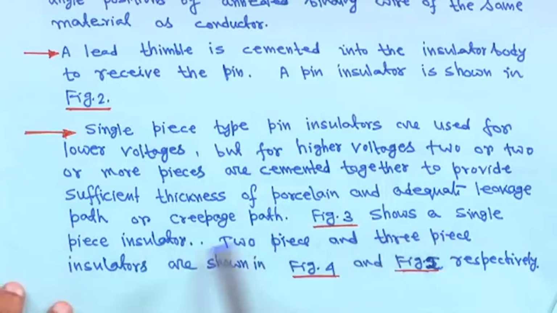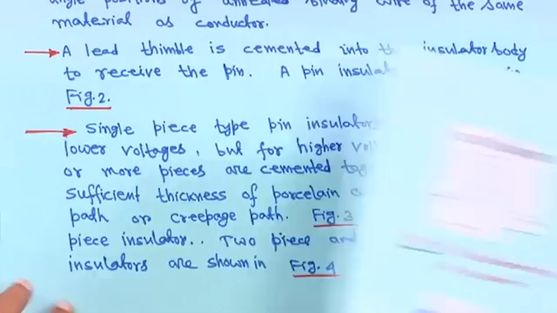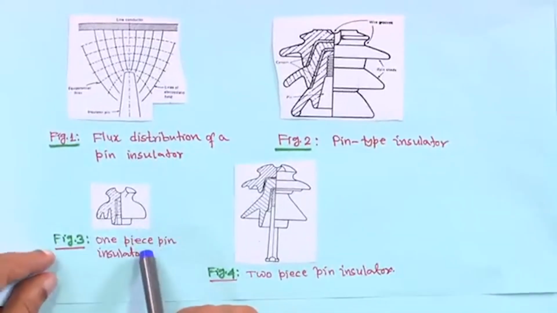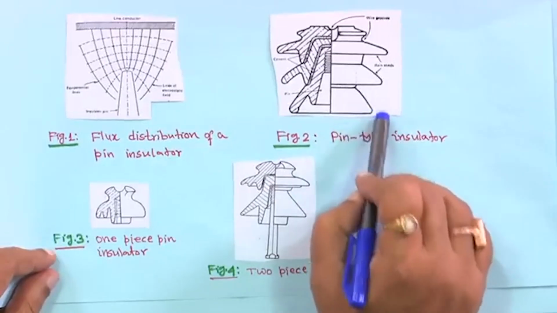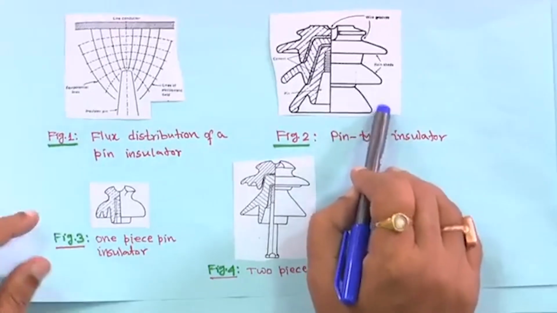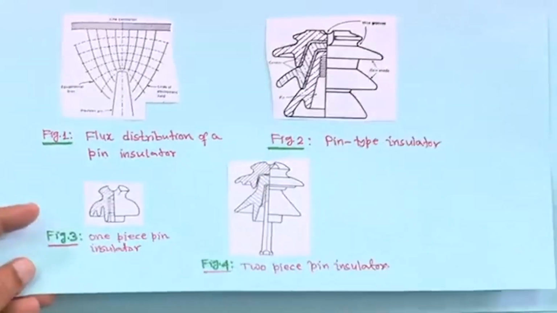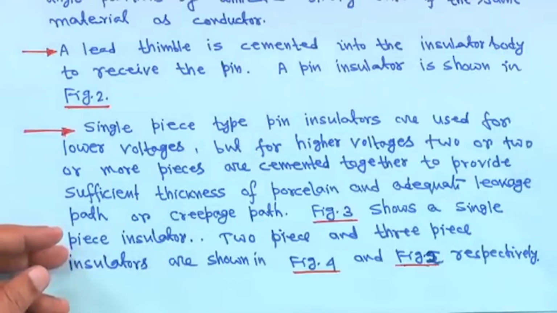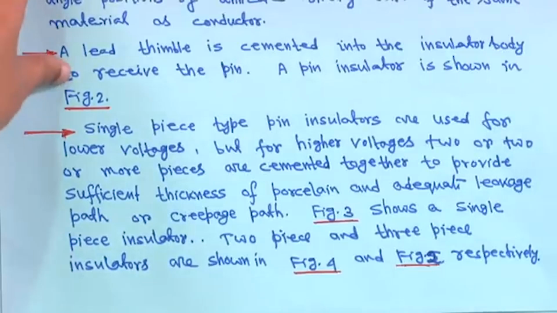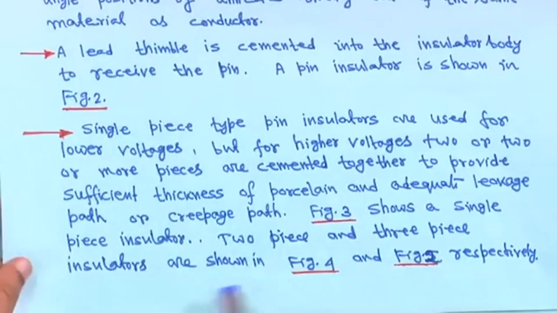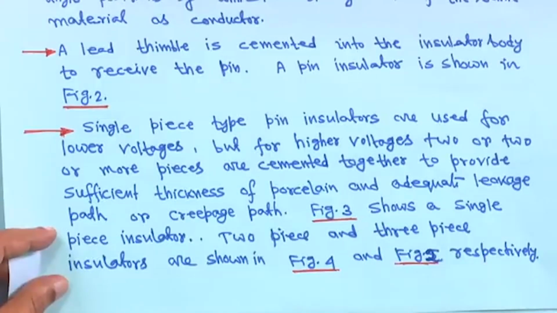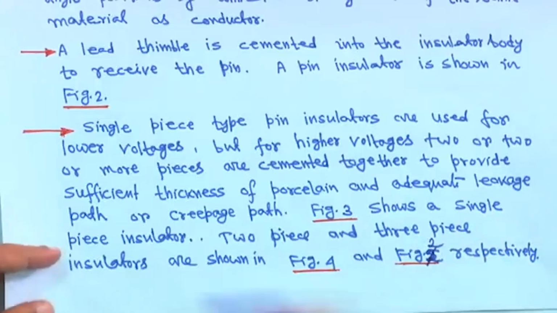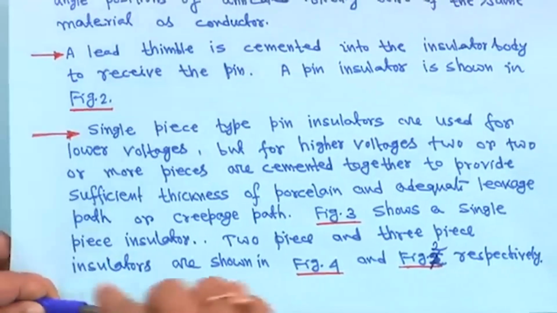Figure 3 shows a single piece insulator, 2 piece or 3 piece. So this is a single piece insulator, this is a 2 piece insulator, and this is the 3 piece insulator. If you want more, then the voltage level will be more, right. So the 2 piece and 3 piece insulators are shown in the figure, respectively.